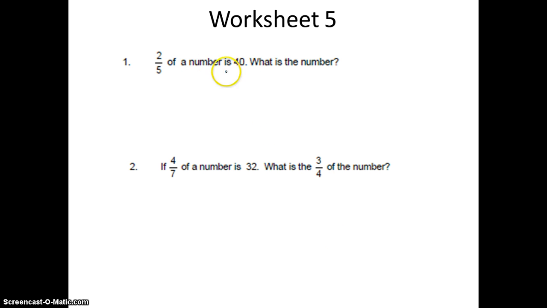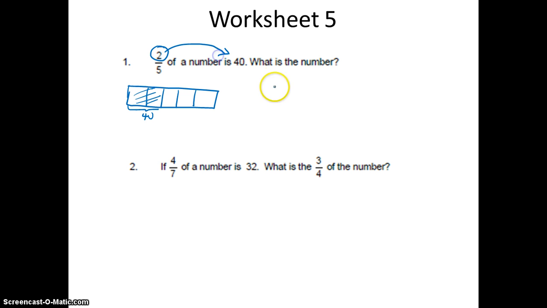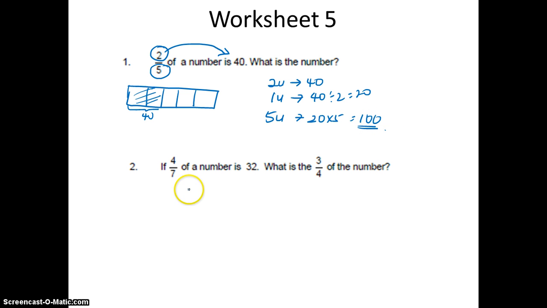Worksheet 5. 2/5 of a number is 40. What is the number? If I draw my model, I have 5 units. 2/5 is 40, so I know my 2 units is 40. I want to find 5 units. First I find 1 unit, which is 40 divided by 2 is 20. Therefore my 5 units is 20 times 5. Answer is 100.